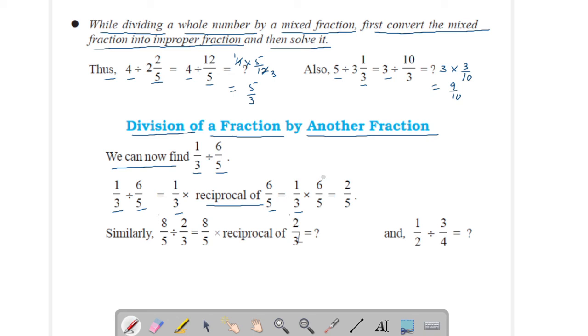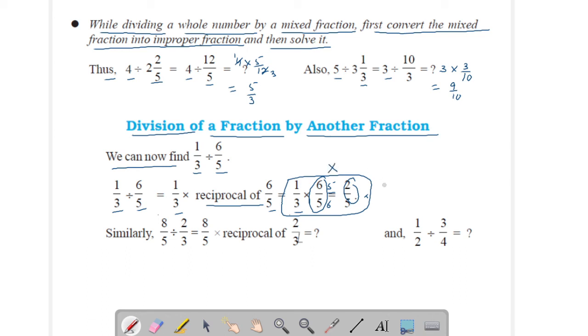Here it is wrong. What will come here? The reciprocal of 6 upon 5, that is 5 upon 6. And if you multiply it, what will you get? This again is wrong. See here, this term is wrong.